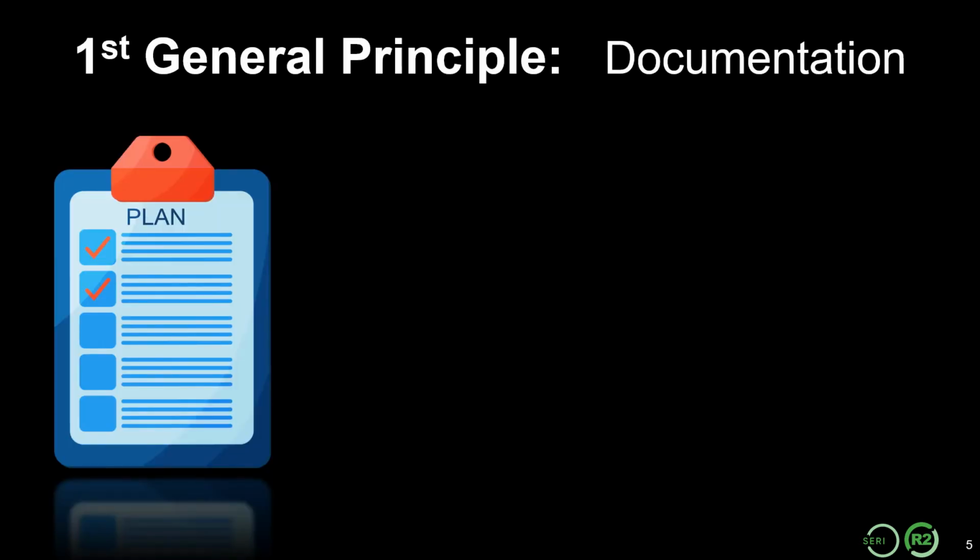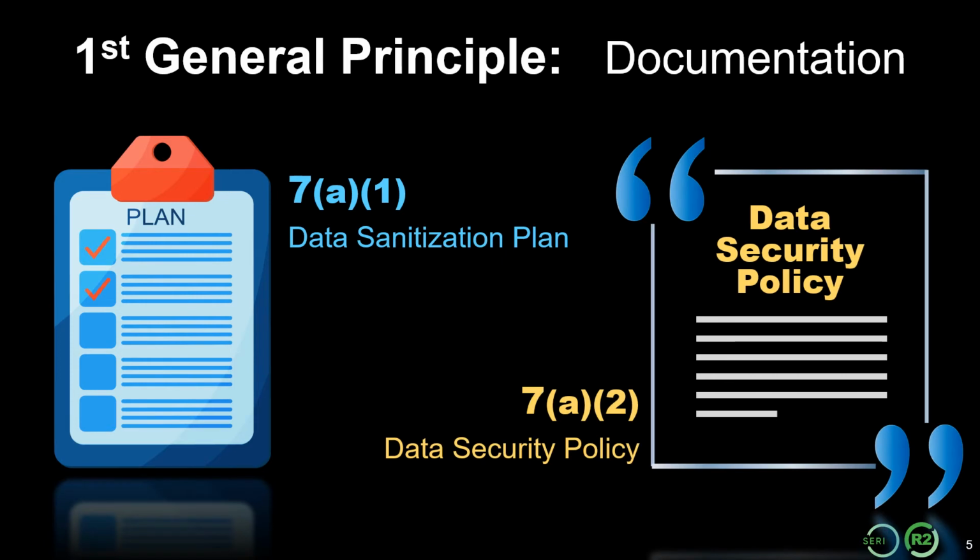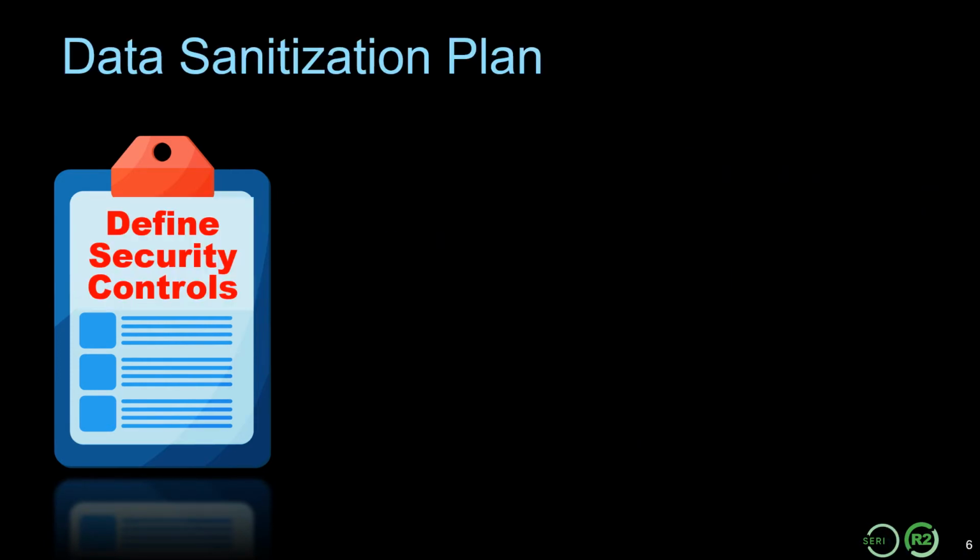Core 7 requires that facilities develop two different documents to serve as the framework for planning and implementing the appropriate security controls and data sanitization processes. The first is a written data sanitization plan, and the second is a written data security policy. The requirements for developing the data sanitization plan are very specific and provide a comprehensive framework for the entire data sanitization process, regardless of whether sanitization is done internally by the facility or externally by a downstream vendor.